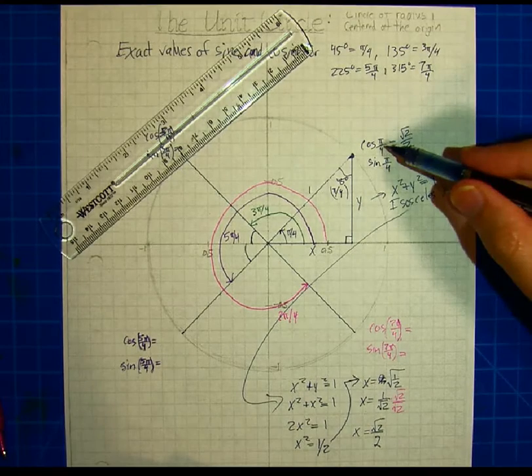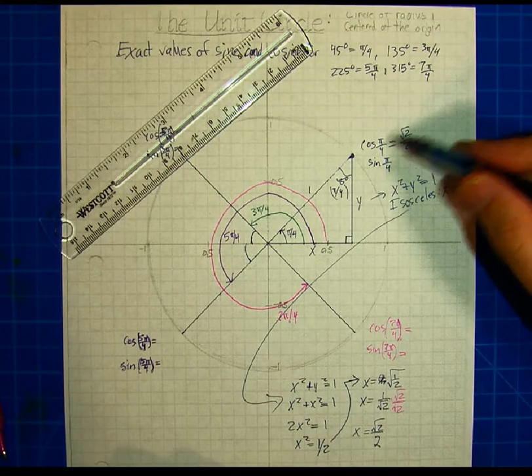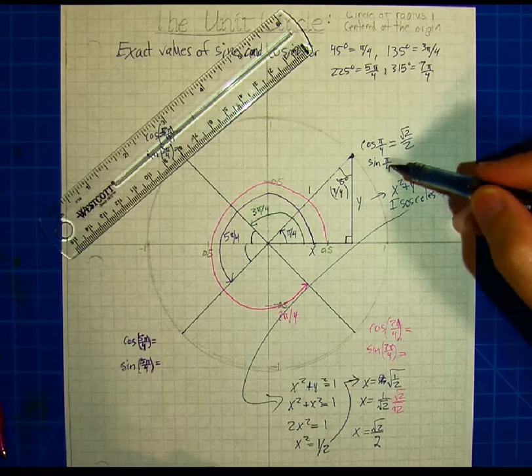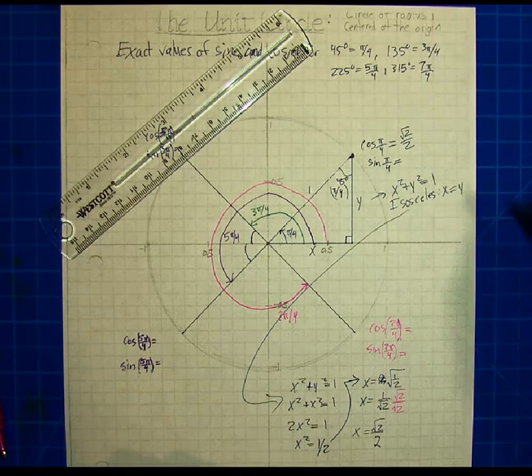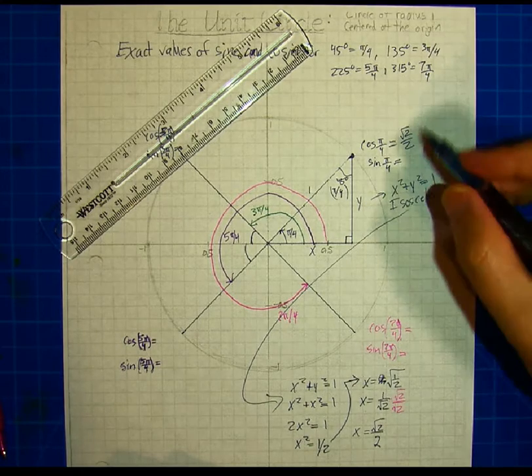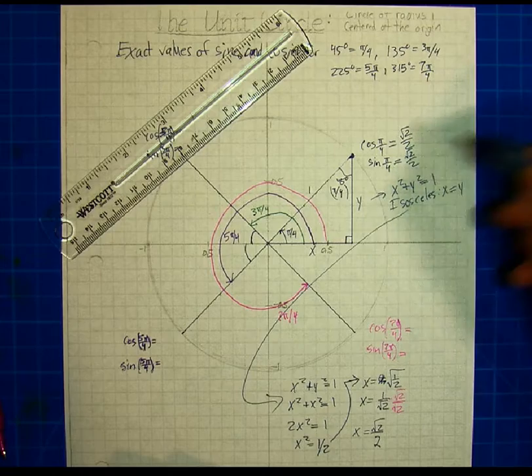So cosine of 45 degrees, or pi over 4, is root 2 over 2. Sine of pi over 4 is the y-coordinate. We already said there that x equals y, so it's the same thing. It's also root 2 over 2.